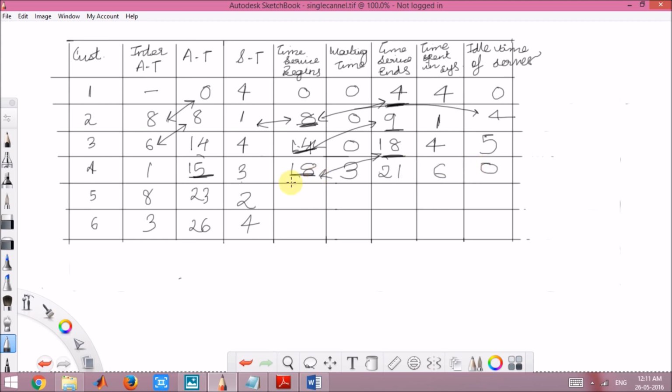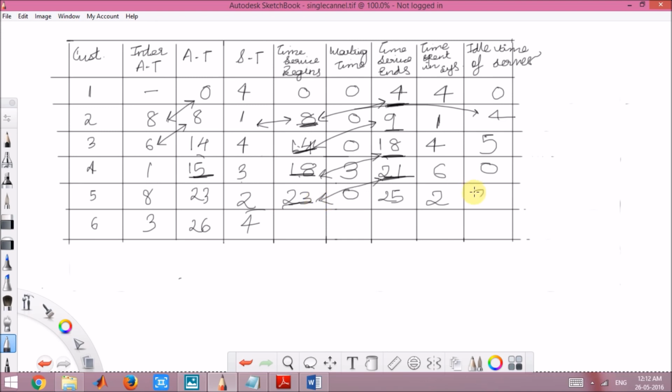Similarly for the 5th customer, now it ended at 21, it arrived at 23. So there's no problem. I can just write service time begins at 23. Waiting time, again it didn't have to wait, because as soon as it arrived, the server was free and it can be accessed. So 0. Time service ends is this plus this, so 25. Time spent in the system is service time plus waiting time, so that's 2. And idle time of the server was the previous thing ended at 21 and this started at 23, so the subtraction of these two will give me 2.